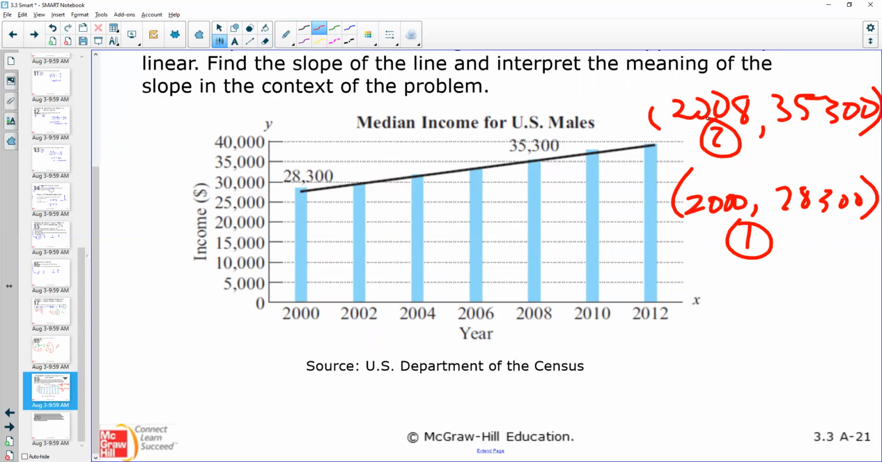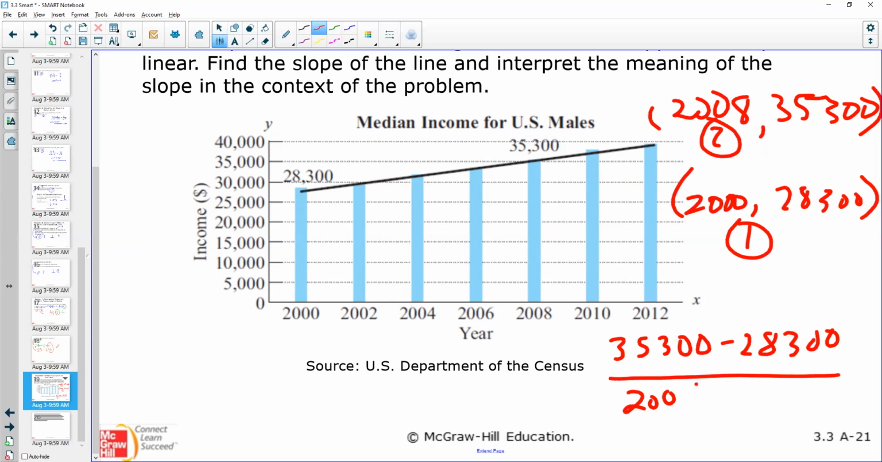So I'm going to do 35,300 minus 28,300. And I'm going to do 2008 minus 2000. That is going to get me 7,000 on top, divided by 8 on the bottom. And I'm going to do that division. So when I do, I get 875.